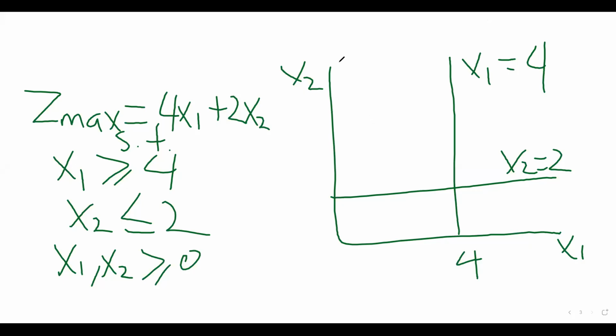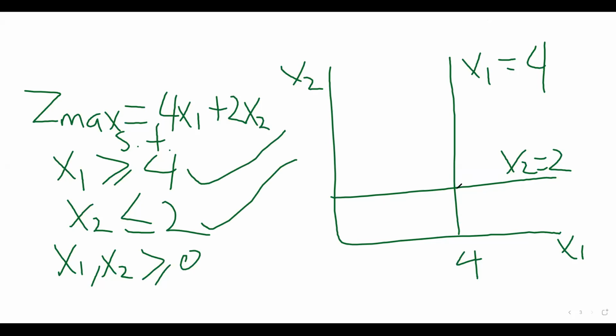Okay, so this is your non-negativity constraint, x1 and x2. You draw the first constraint, x1 is 4. It's a vertical line. x2 is 2. It's a horizontal line at x2. And they meet here, but that's not your focus.